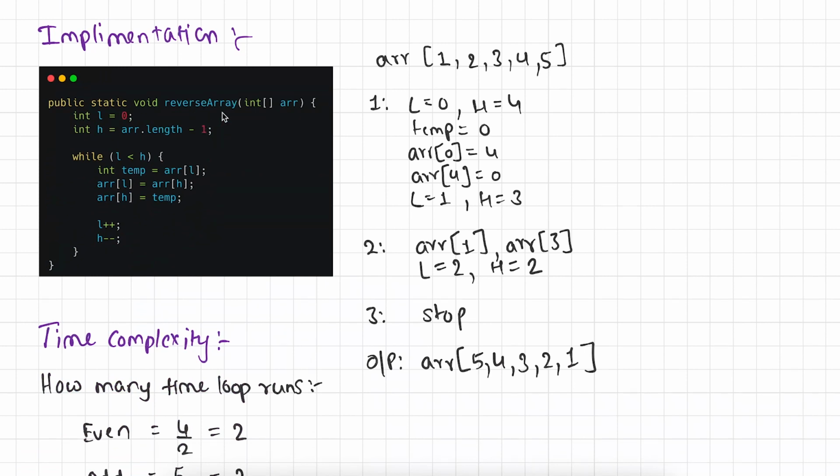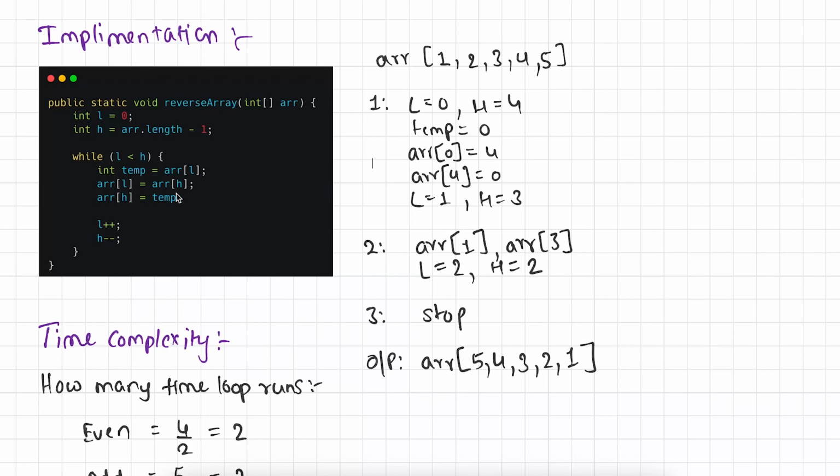This function is taking an array as input and we are initializing a variable low with 0 and high with array length - 1, because array index starts with 0 and goes till length - 1. And then we are running a loop till L is less than H, means till L crosses H or L meets H, we are going to run this loop.